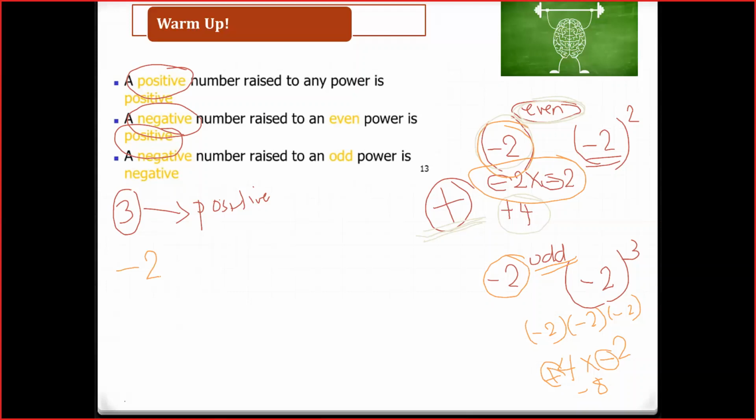So, if we have negative 2 to the power 2, here the base is negative and the power is even, the answer is positive 4. The answer will be positive. But if we have a negative number and the power here is odd, the answer must be negative.